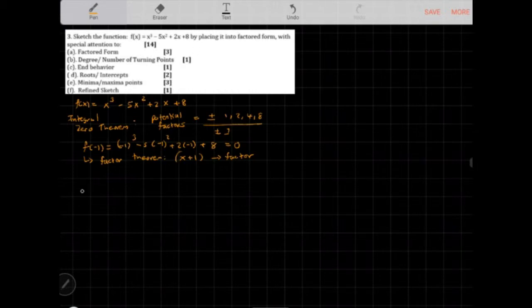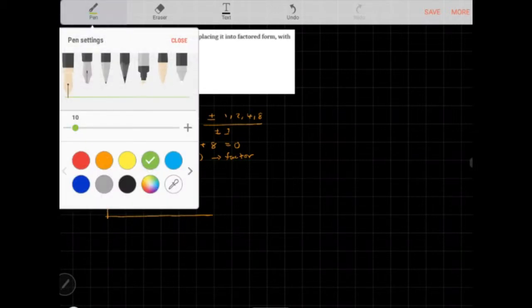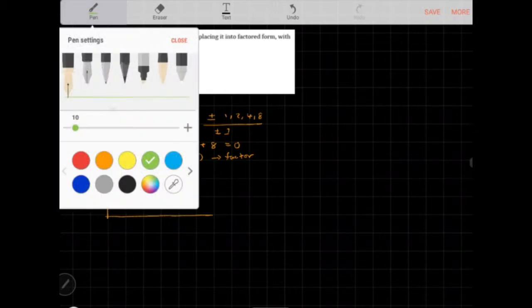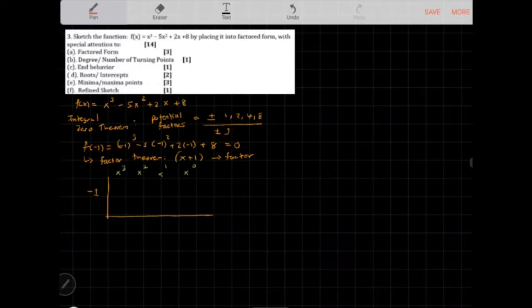If we want to employ synthetic division, I'm going to put negative 1 here. I'm going to place my coefficients out here. These are my terms: x cubed, x squared, x to the power 1, x to the power 0. Then I place my coefficients: there's going to be a 1 here, a negative 5 here, a 2 here, and an 8 here.